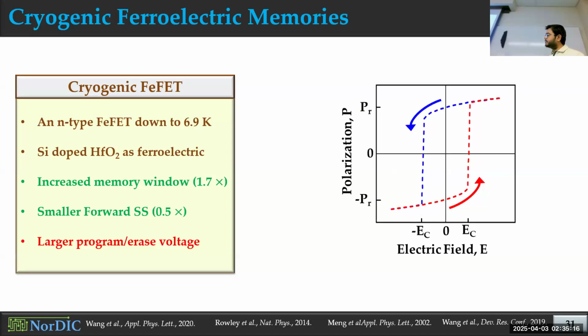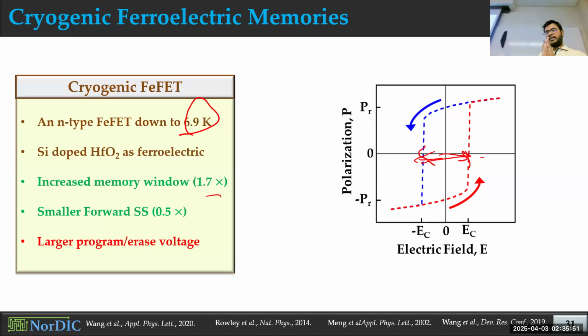And so again, people take the same ferroelectric FET they used for room temperature, and they measured at different temperatures down to 6.9 Kelvin here. And they reported that this memory window actually increases at cryogenic temperature. By memory window, they mean this width here. This width is the memory window. Okay, so how far these two polarization switching curves are away from one another, that's the memory window. So they mentioned that this memory window increases at cryogenic temperature.